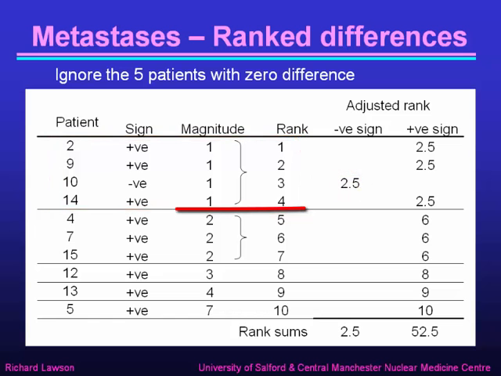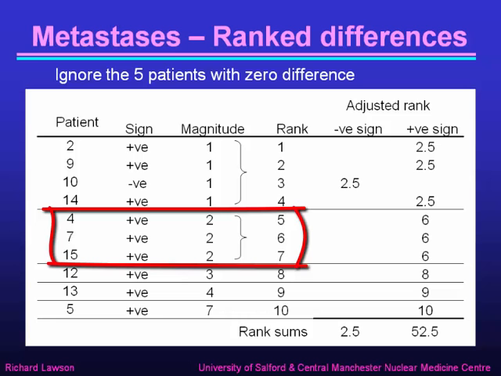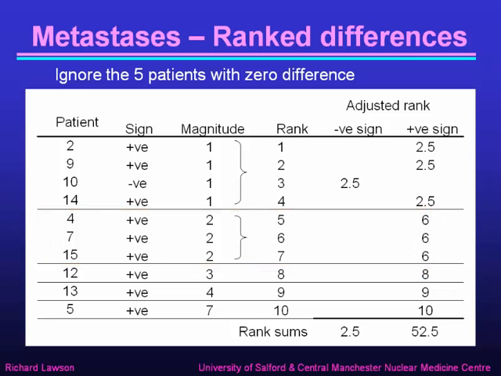Once again, when we get to patients 4, 7 and 15, they all had a magnitude of 2, so they would have ranks of 5, 6 and 7, but because they're tied, we give them all the average rank of 6, and as it happens they're all positive, so they all go in the positive sign column. And then patients 12, 13 and 15 have ranks 8, 9 and 10, and they're all positive.